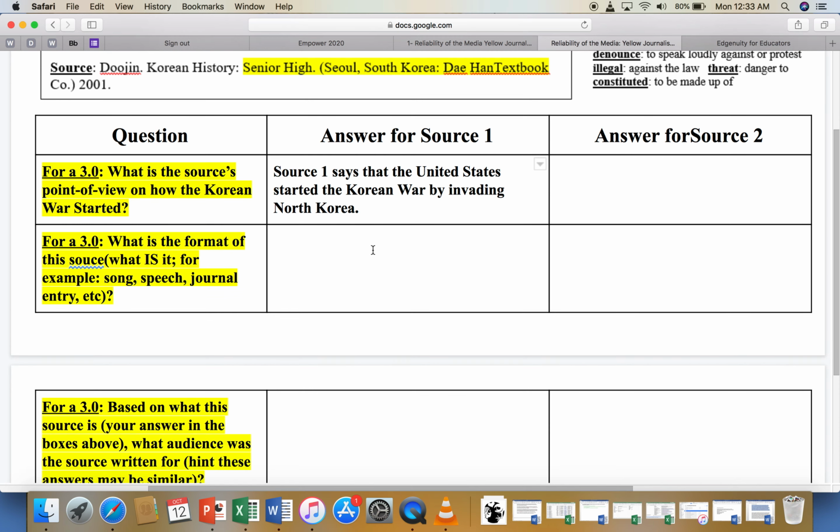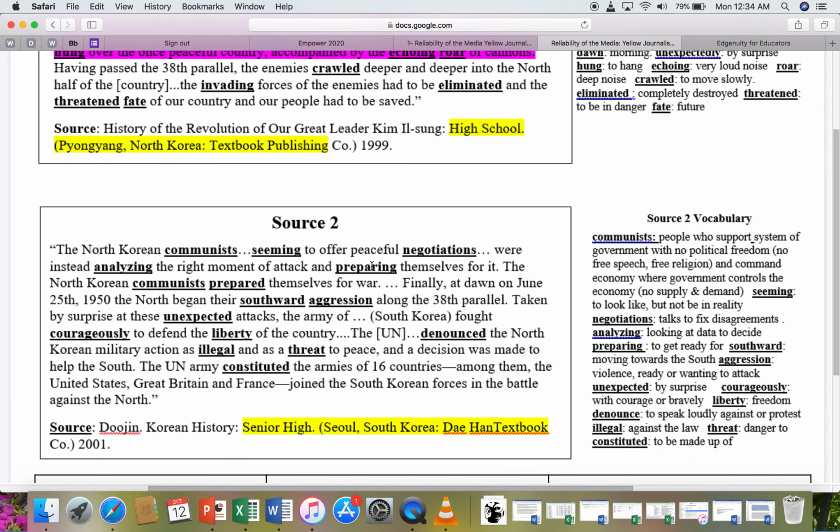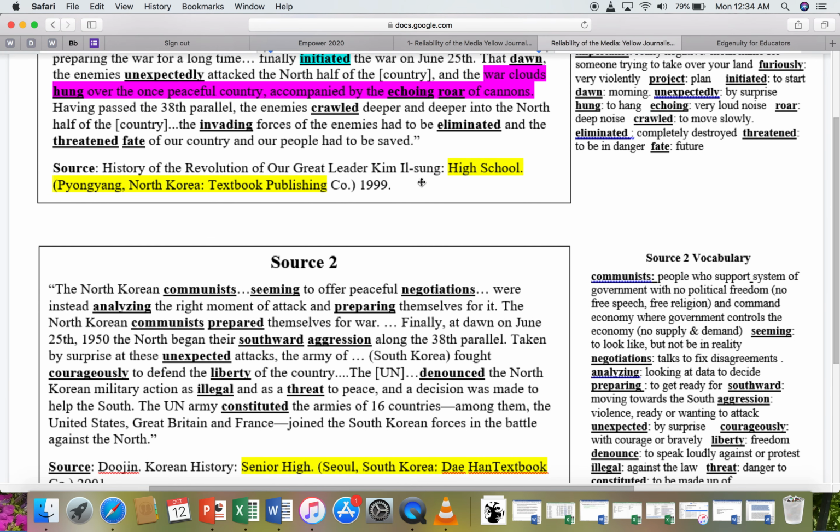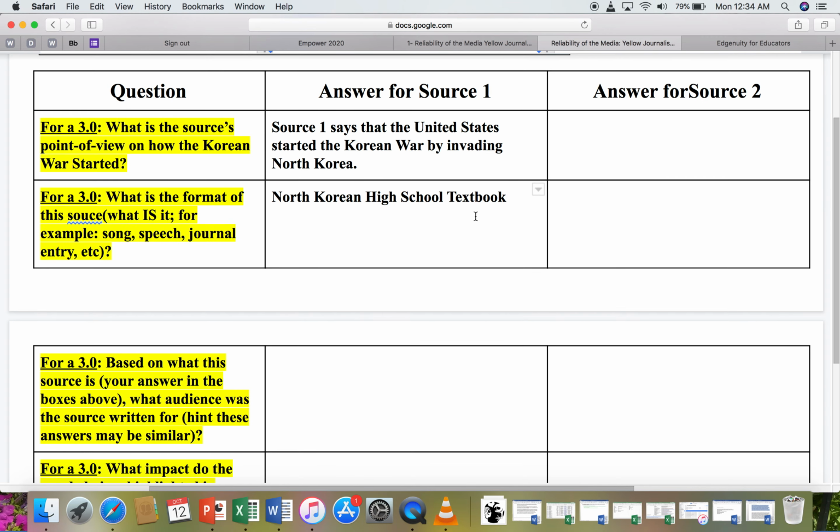All right? Over here we have, what is the format of the source? What is it? We identified this as sort of a North Korean high school textbook. And the way that we came to that conclusion is this part down here in yellow, where it says source, History of the Revolution, high school, Pyongyang, North Korea. So we know this is a North Korean high school textbook. Okay? Pretty straightforward. This isn't even really a sentence. You're just saying what it is.